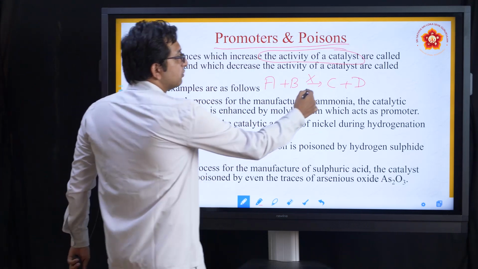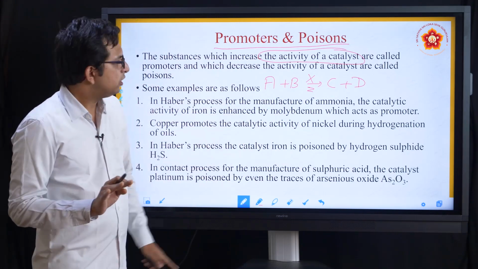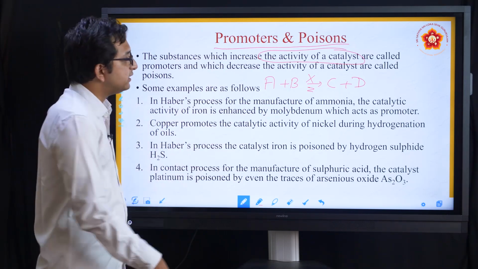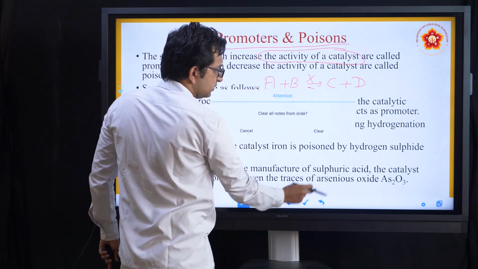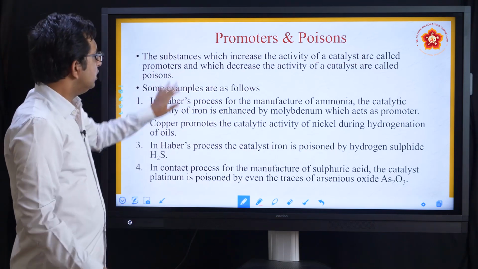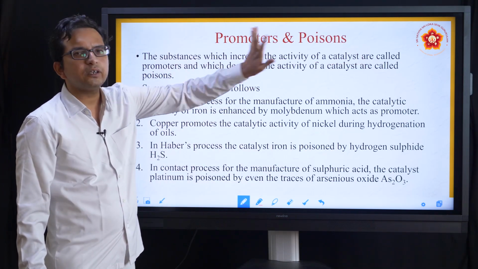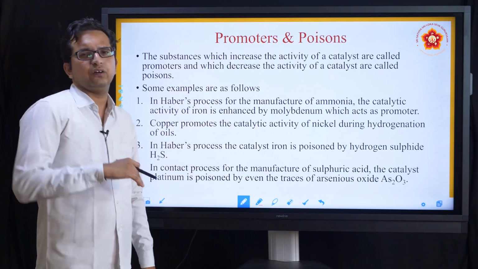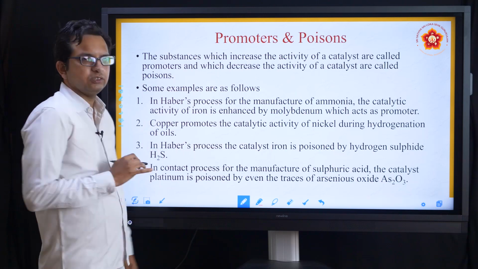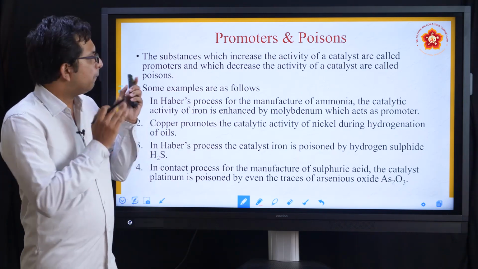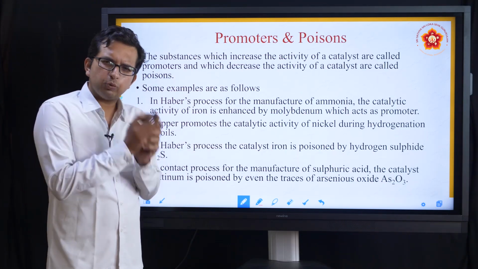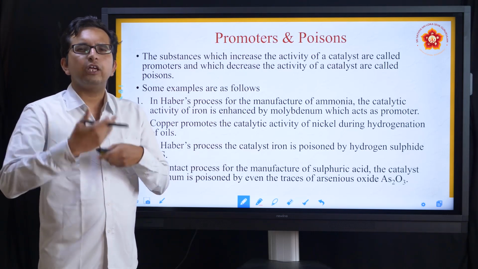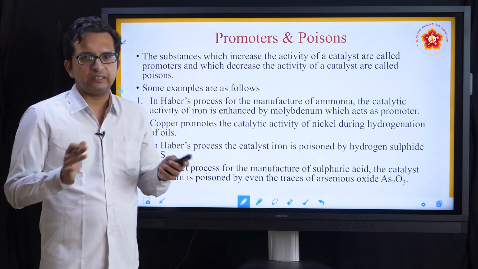So there you use something Z. Now what is the role of the Z? Z is not going to do anything for A and B. It is rather going to increase the activity of X. So that is what we see here by definition: substances which increase the activity of the catalyst we call promoters, and those which decrease the activity of the catalyst we call poisons. Please be crystal clear that promoters and poisons have nothing to do with the reactants. They are rather helping the catalyst to improve on their performance in their cases.